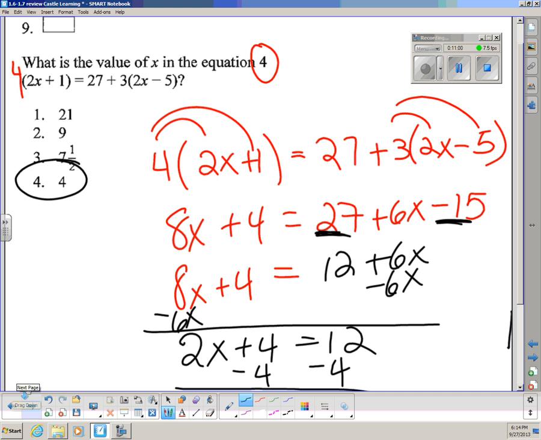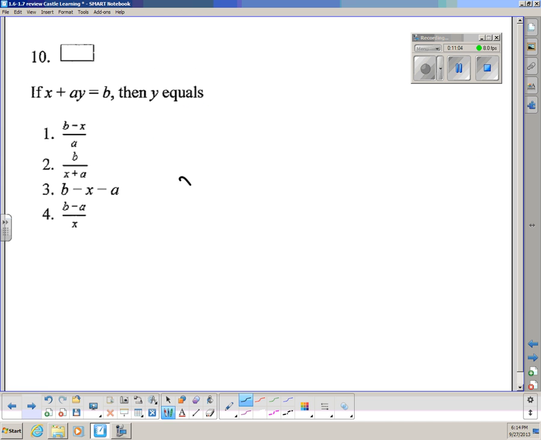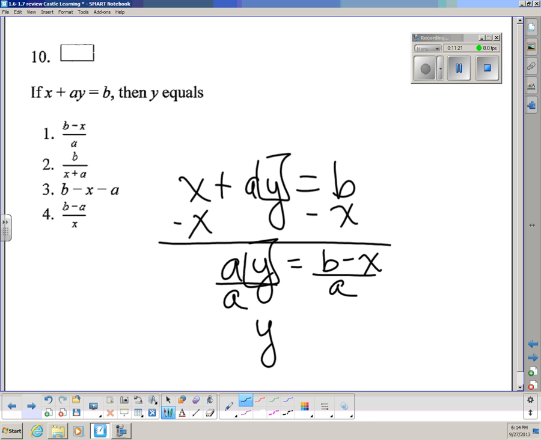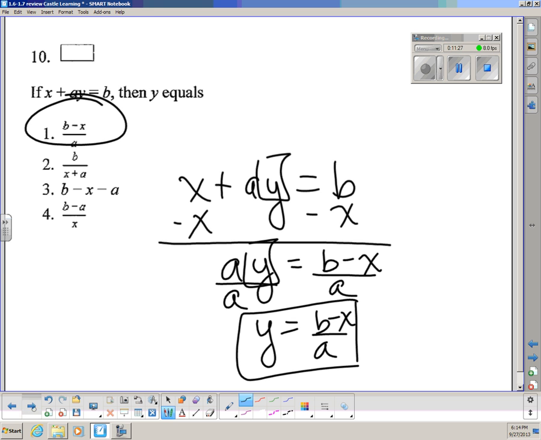All right, number 10. If x plus ay equals b, then y is equal to... So again, we're adding that x, subtract that x to get it away. So now I have ay equals b minus x. And last step, divide both sides by a. And so y is b minus x over a, which is choice 1. That was easy at this point.